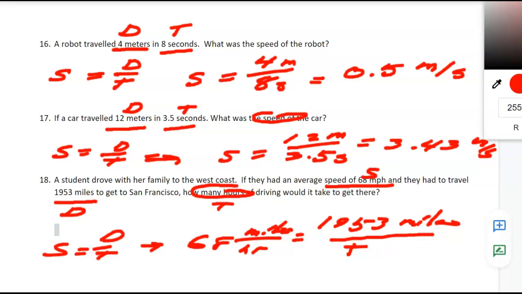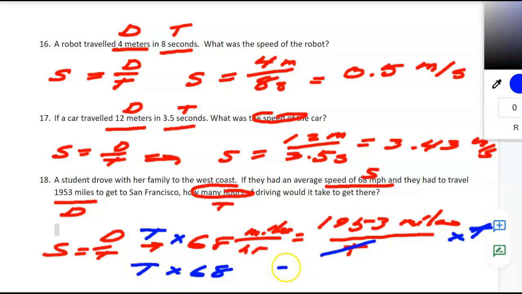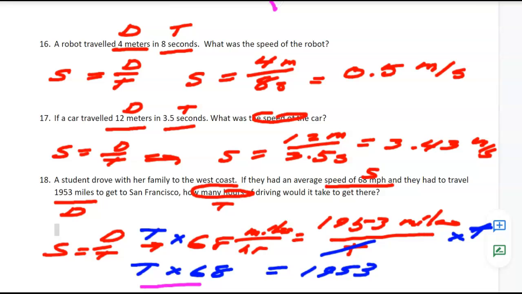Right now, time is stuck on the bottom of the fraction, so I'll multiply both sides by time. The time cancels out on the right side, and we're left with time times 68 equals 1953. At this point, we need to get rid of the times 68 so we get the t by itself. So I'm going to divide both sides by 68.